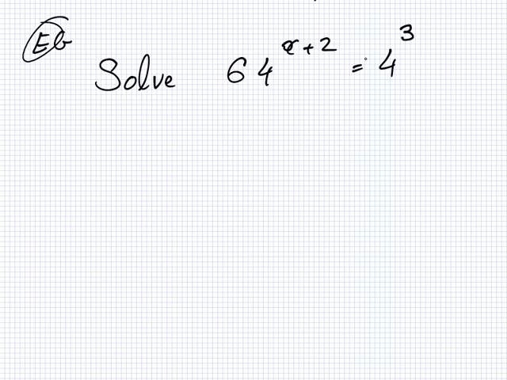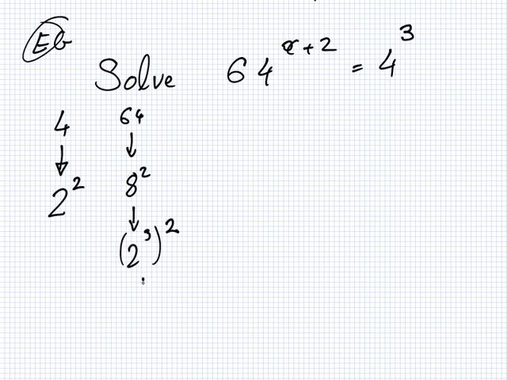We want to solve 64 to the power x plus 2 equals 4 cubed. So the trick to solving this type is we have to simplify the 64 and the 4. So the 4 we can make that 2 squared. The 64 we can make 8 squared, which we can make 2 cubed squared, which is 2 to the 6.